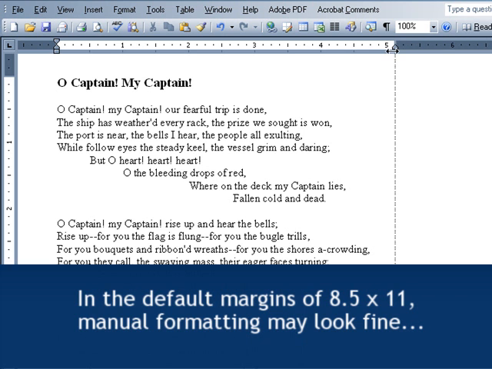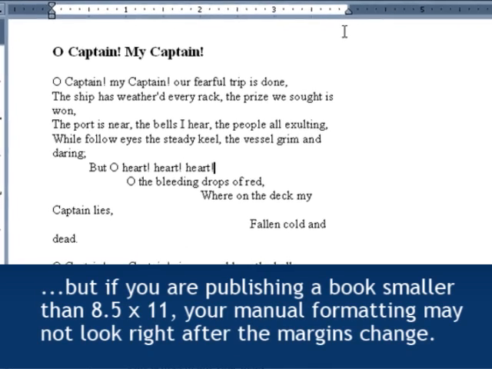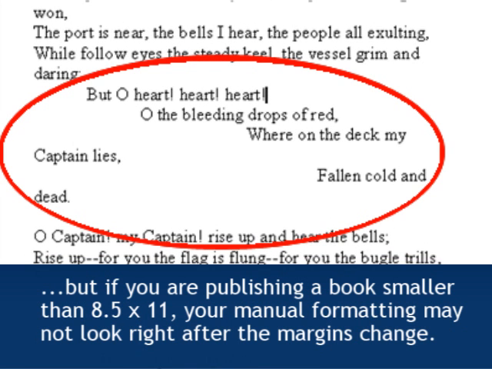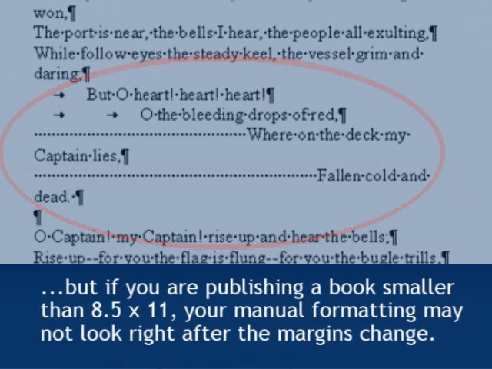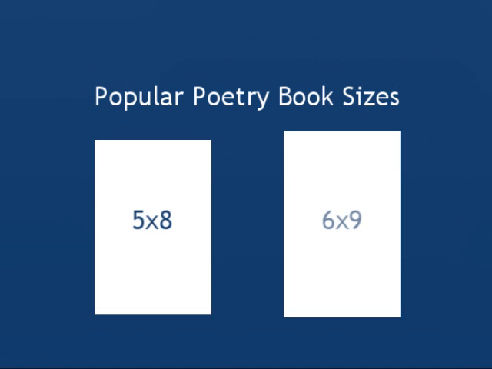But if your book is poetry, it is better if you change the manuscript's margins to fit your chosen book size before submitting it for publication. This way you can see how the change in margins may affect the manual formatting in some of your poems, and if necessary, you can correct any errors you find. Our two most popular book sizes for poetry are 5 by 8 and 6 by 9. I'll show you how to change the margins to 5 by 8 first.